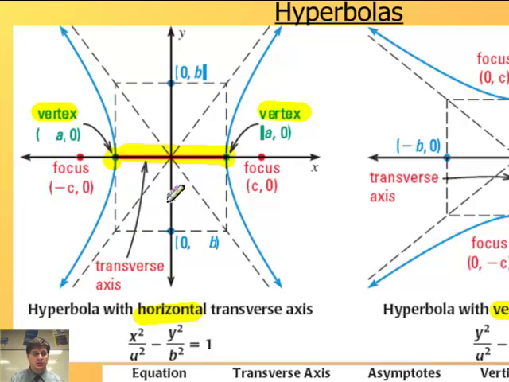And these also have foci located inside the curves. So like here, I have one to the right of this vertex, located at (c, 0), and one here located at (negative c, 0). And note that the vertices are at (a, 0) and (negative a, 0), respectively.